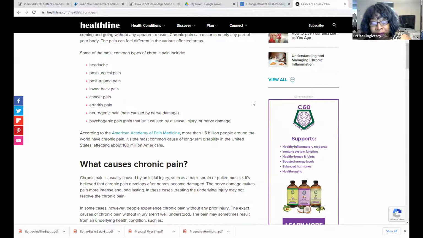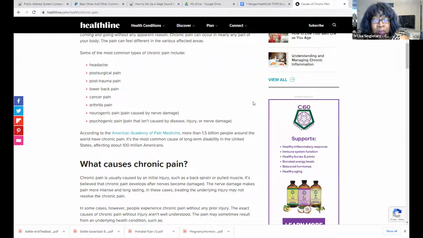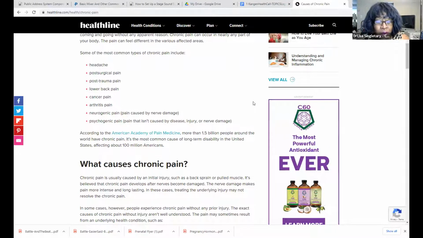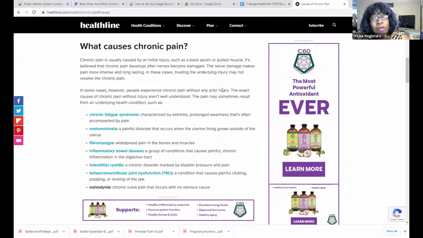According to the American Academy of Pain Medicine, more than 1.5 billion, with a B, people around the world have chronic pain. It's the most common cause of long-term disability in the United States, affecting about 100 million Americans. What causes chronic pain?